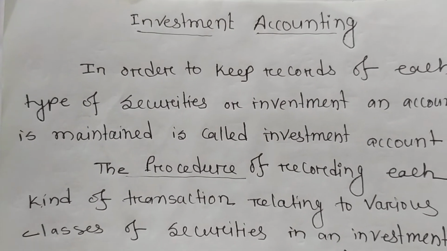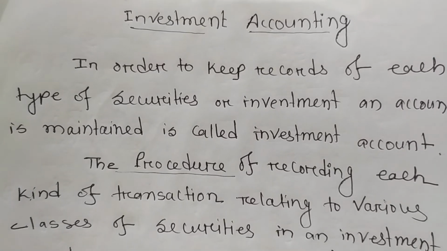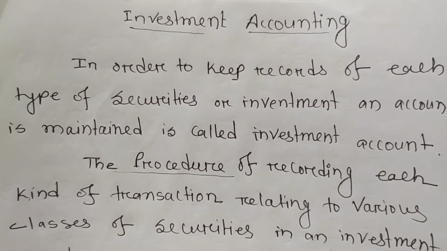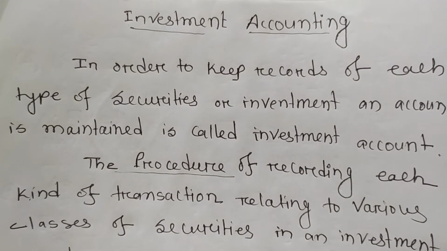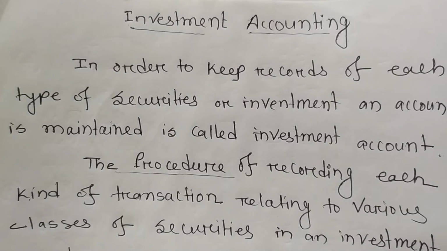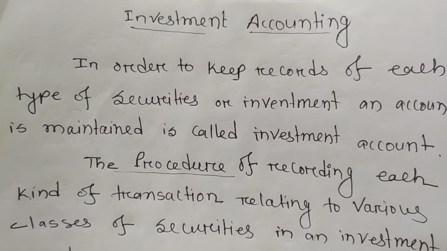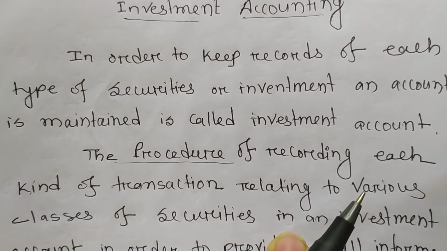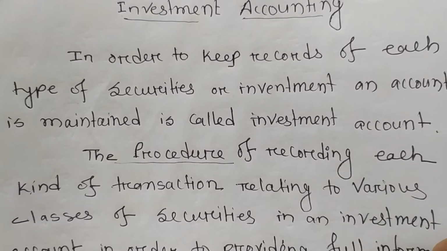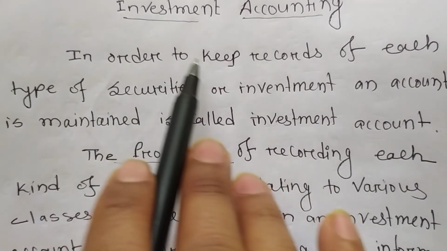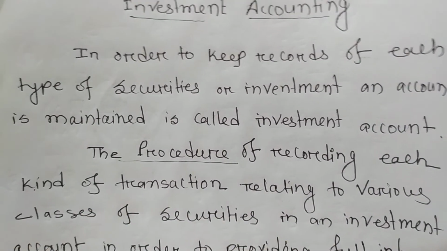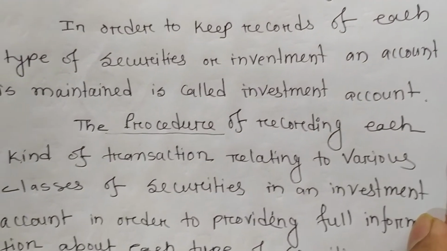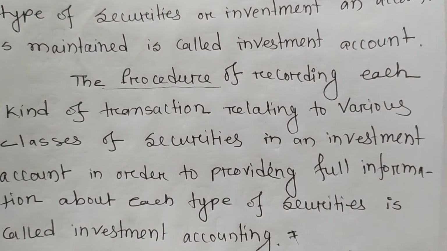Next part, look. Investment accounting. Investment account is an account which is held for keeping all the records of a particular investment. That means all the transactions regarding an investment are recorded in a particular account, and that will be called an investment account. In order to keep records of each type of securities, an investment account is maintained.